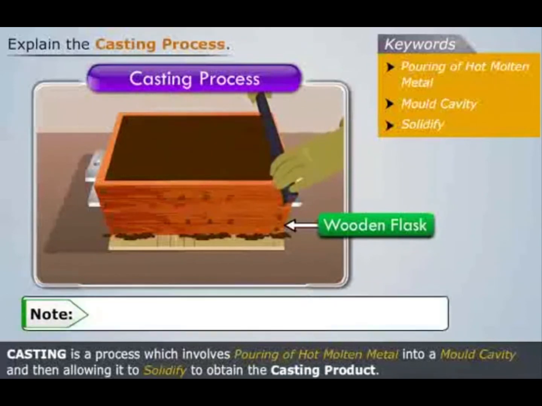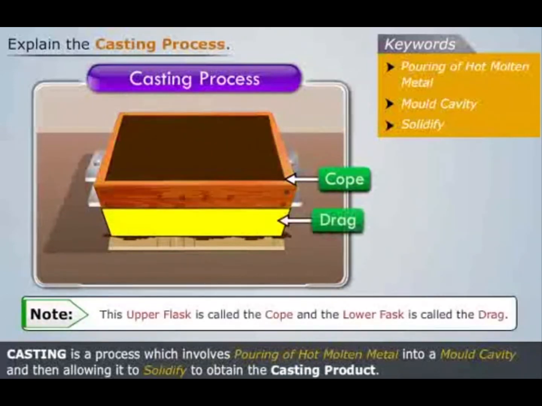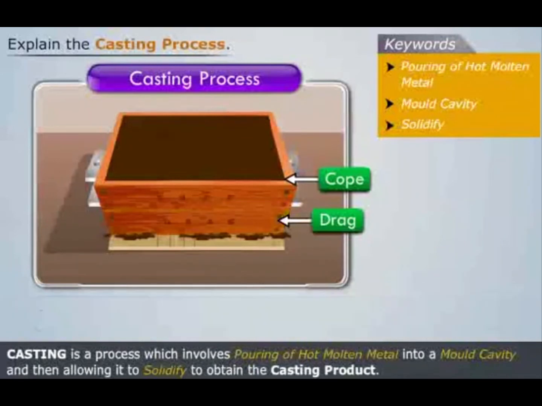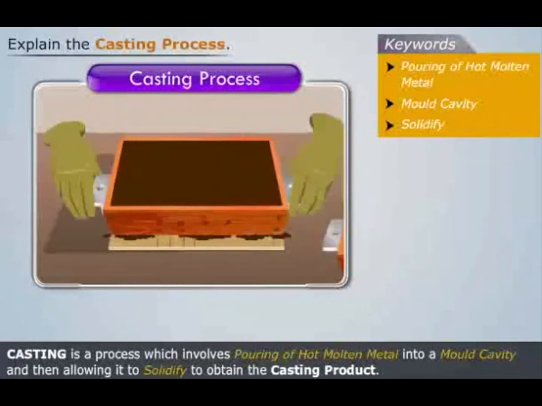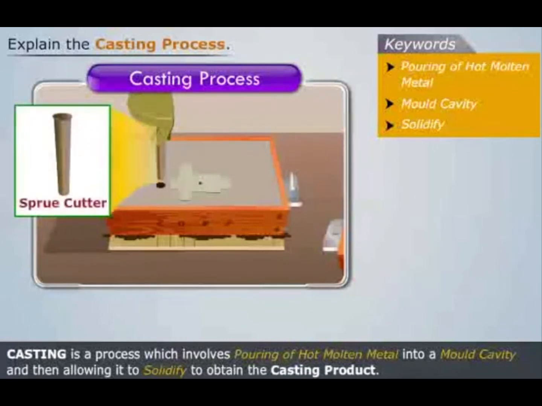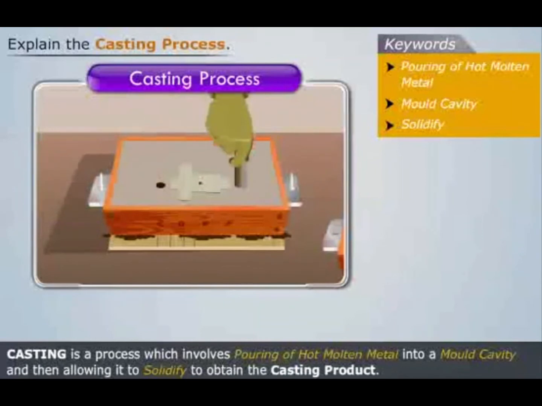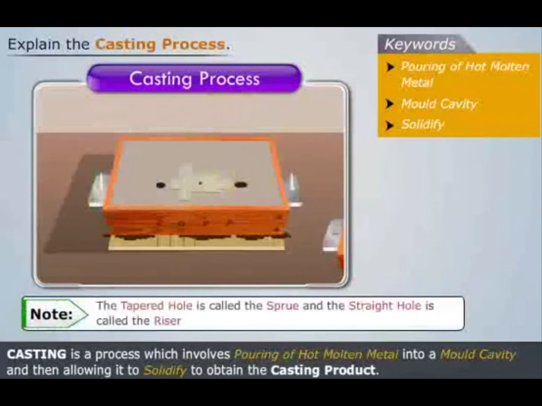Note that now this upper flask is called the cope and the lower flask is called the drag. Now place the cope and drag aside. Then lift the cope and place it upside down. Now in this cope make a tapered hole with the sprue cutter and a straight hole with the plain cylindrical rod. Note that the tapered hole is called the sprue and the straight hole is called the riser.